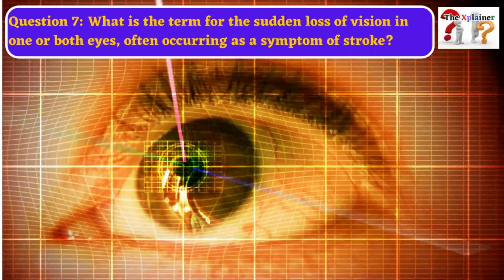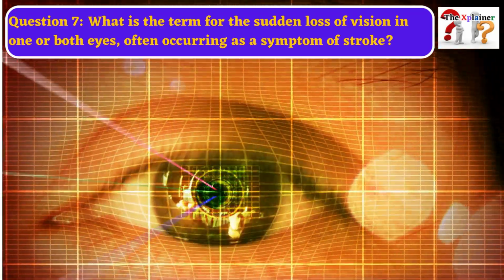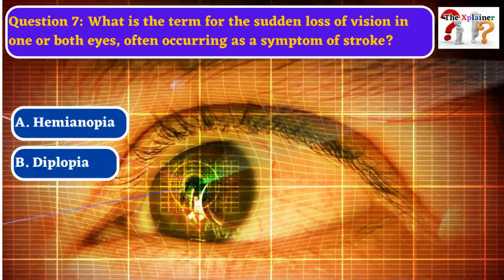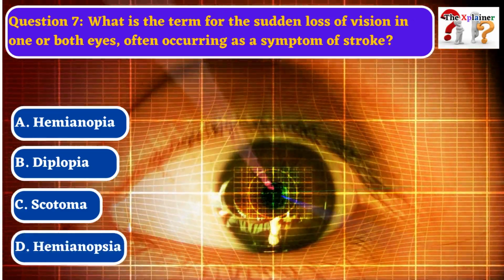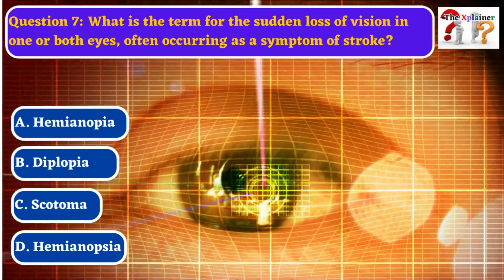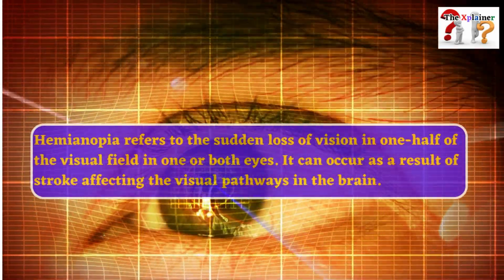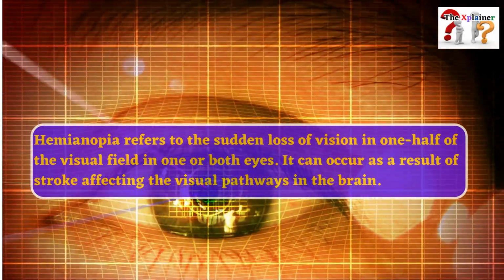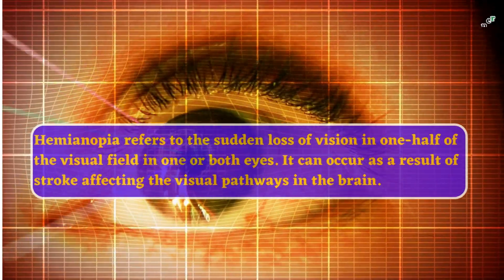Question 7. What is the term for the sudden loss of vision in one or both eyes, often occurring as a symptom of stroke? Is it A. Hemianopia, B. Diplopia, C. Scotoma, D. Hemianopsia? The correct answer is A. Hemianopia. Hemianopia refers to the sudden loss of vision in one half of the visual field in one or both eyes. It can occur as a result of stroke affecting the visual pathways in the brain.